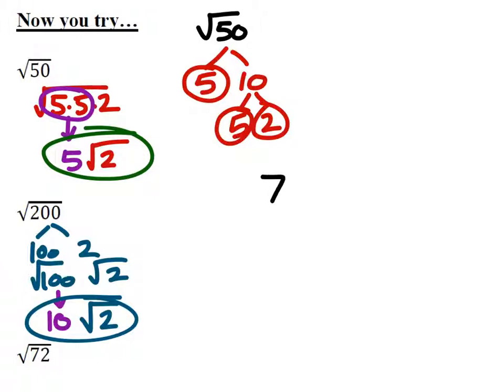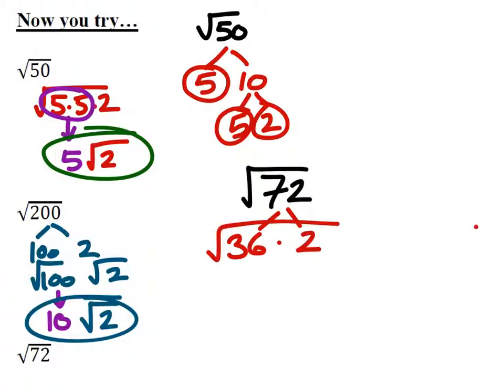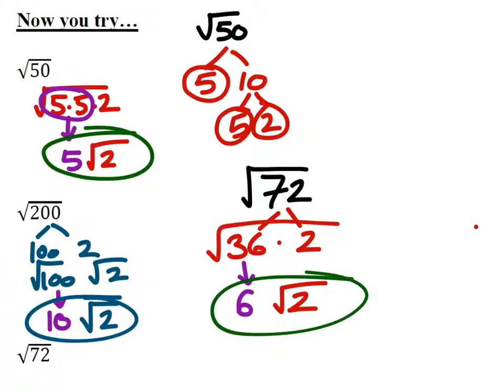I'm going to use the same method for the square root of 72. If I can split this up between 2 factors, where one of the factors is a perfect square, like 36 and 2, well, the square root of 36 is 6, and then the square root of 2 would remain in the square root because it's not a perfect square. So that would be the answer for that one.